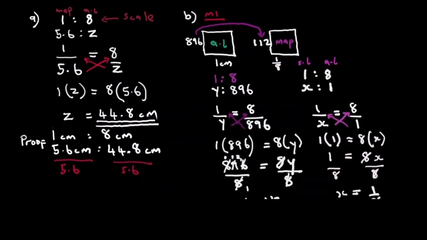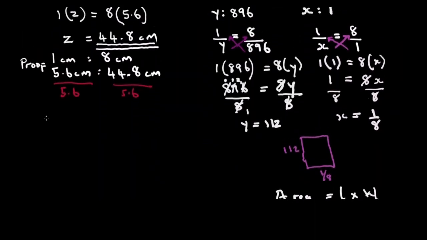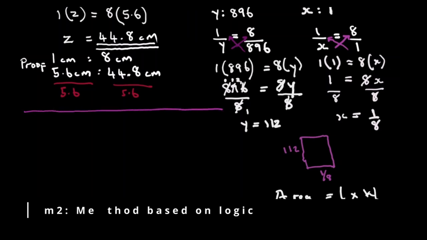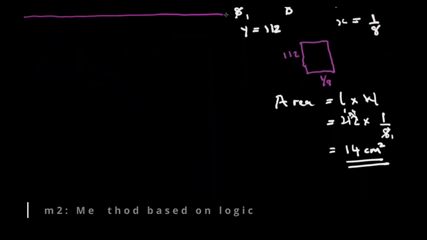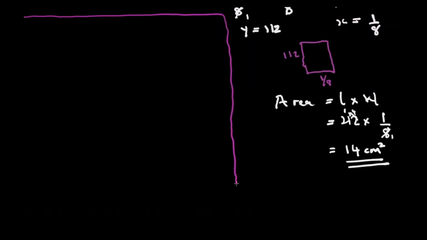What about those who want a simpler and shorter method which is more based on logic? So let me create working space. This is going to be our method number 2. Now, in order to do this, let us rewrite our scale. 1 centimeter is to 8 centimeters.